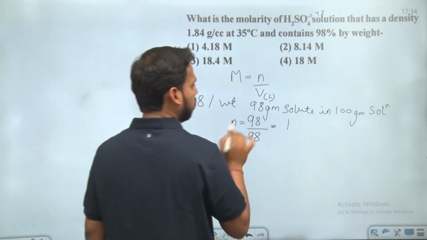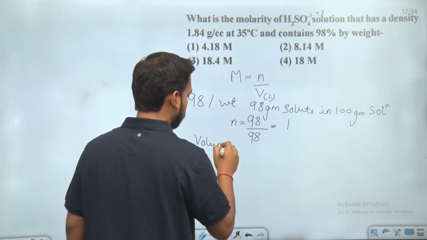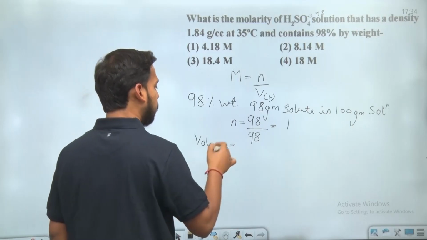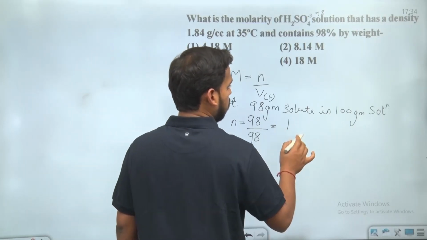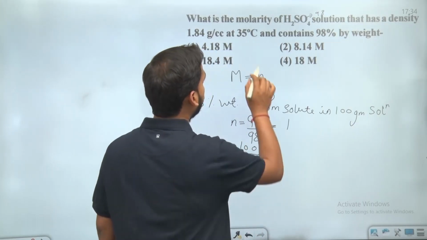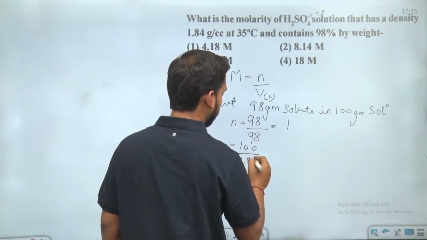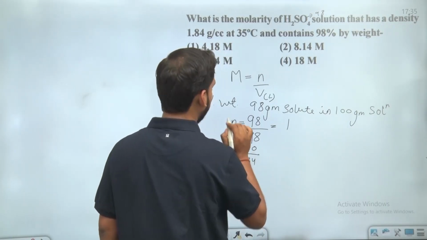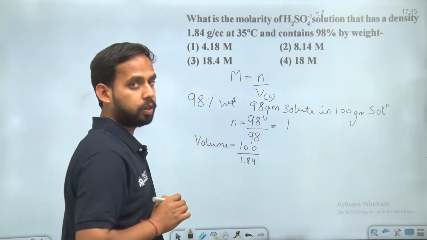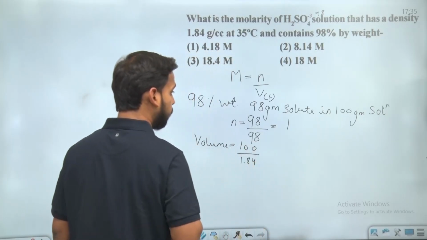Now we have to calculate the volume. Density is equal to mass per unit volume, so volume will be mass divided by the density. Here the mass of the solution is 100 and density is given as 1.84 grams per centimeter cube. So volume is calculated as 100 divided by 1.84.